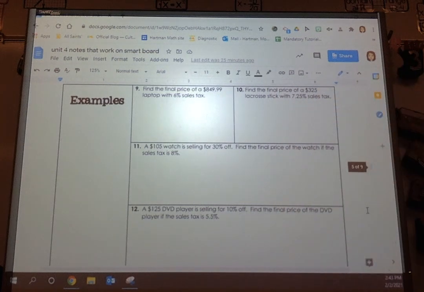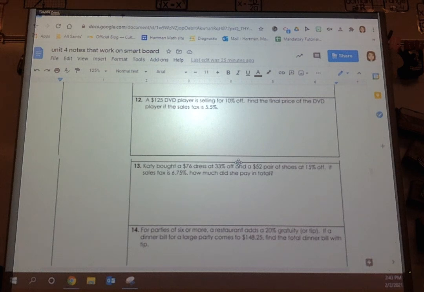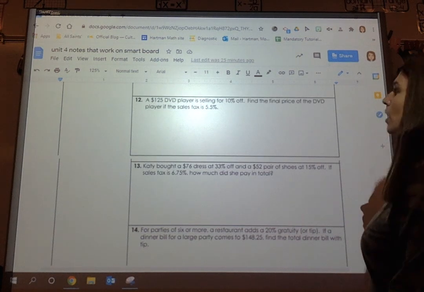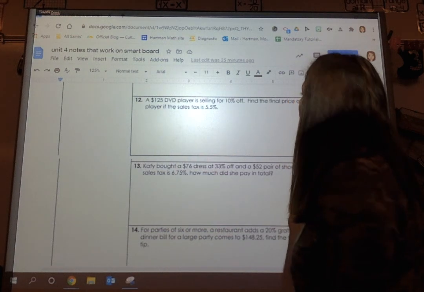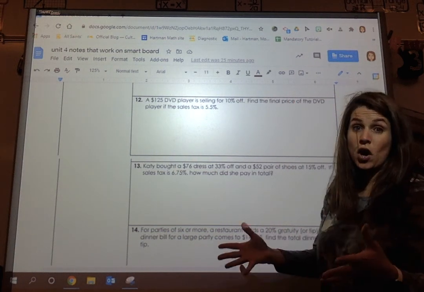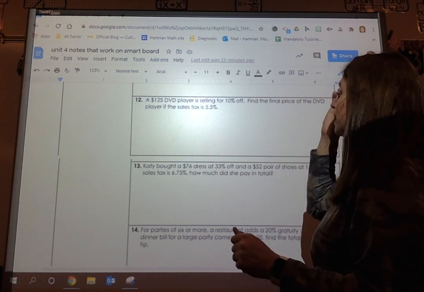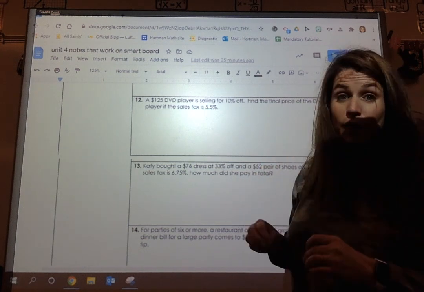Let's look at another one. Let's look at number 12. Let me move it up so we can see it. All right, we'll do 12 and 13. So you go to the store, you see a $125 DVD player, and it's selling for 10% off. Find the price of the DVD player if the sales tax is 5.5%.